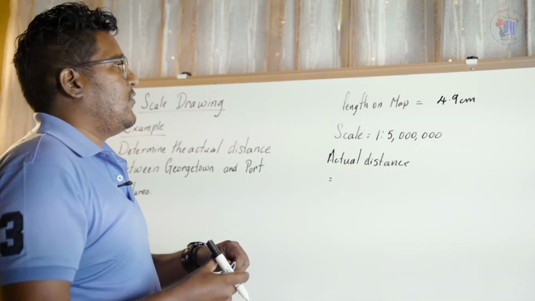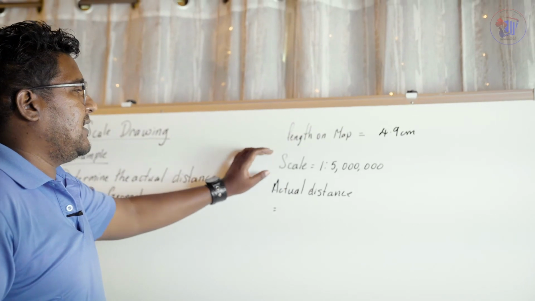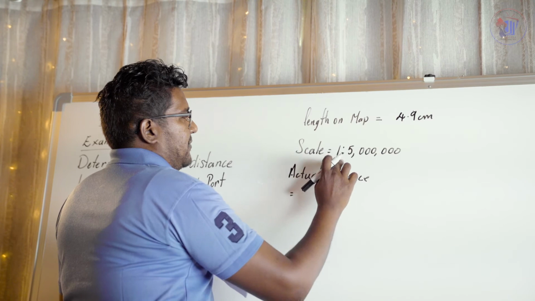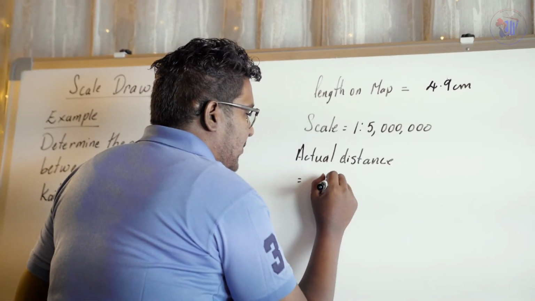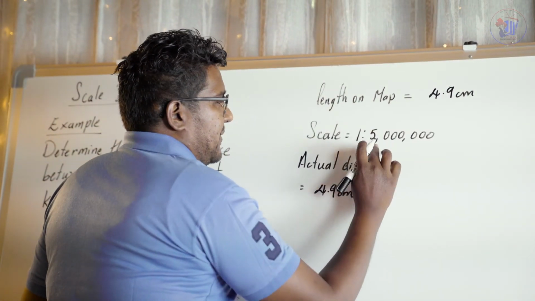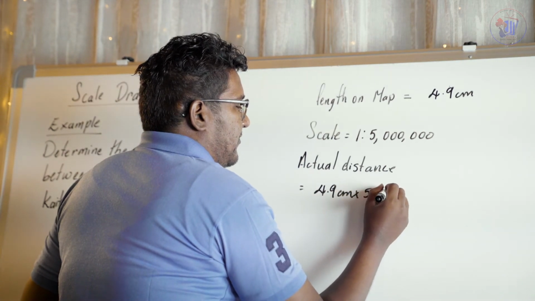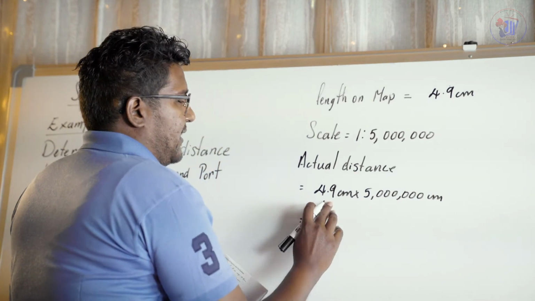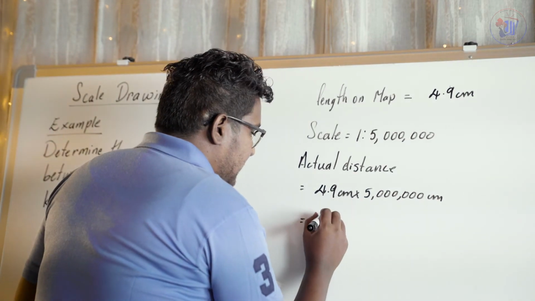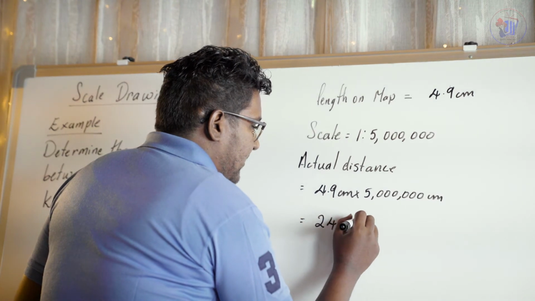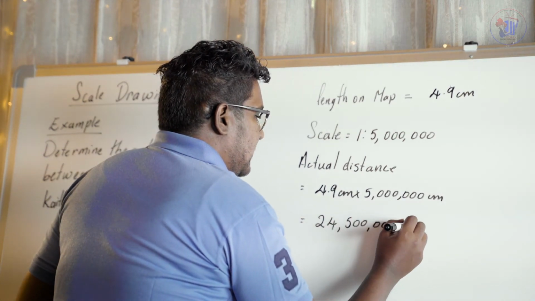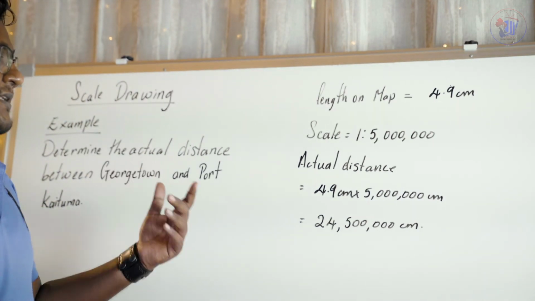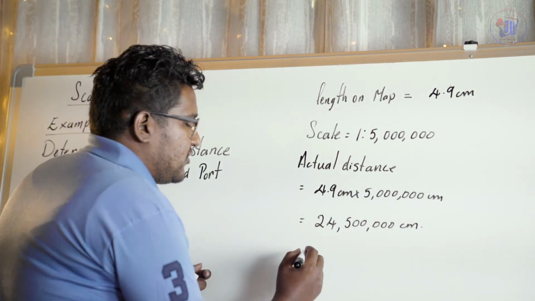And having found the length as 4.9 cm, we have to use our scale to find the actual distance. So what we're going to do is multiply the length on the map by the scale, and that's going to be 4.9 cm multiplied by our scale, which is 5 million cm. So 4.9 times 5 million is going to give me 24,500,000 cm.